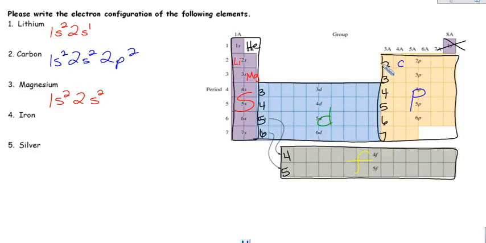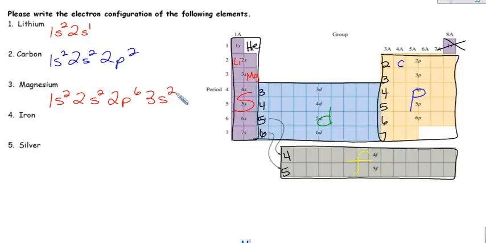Magnesium is element number 12. So I'm going to need all 6 of these guys. That gets me to neon, number 10. So I'm going to go 2p6. The next available orbital is the 3rd energy level. We're in the s block. Magnesium is the second one in.